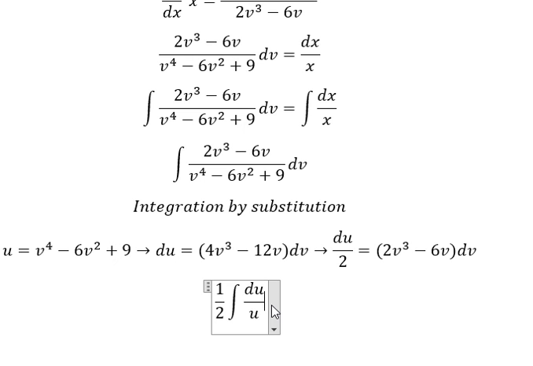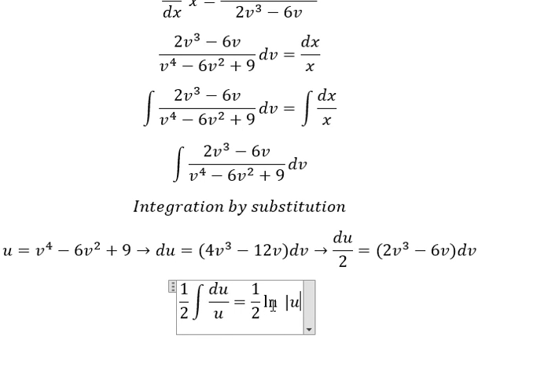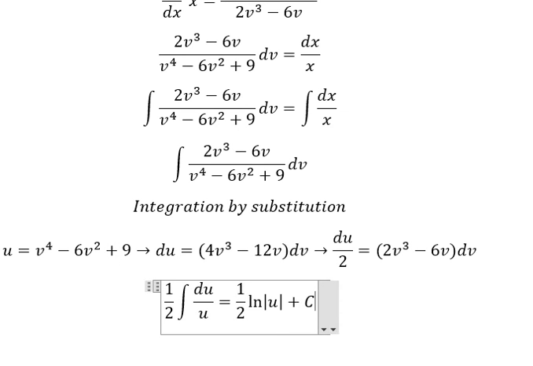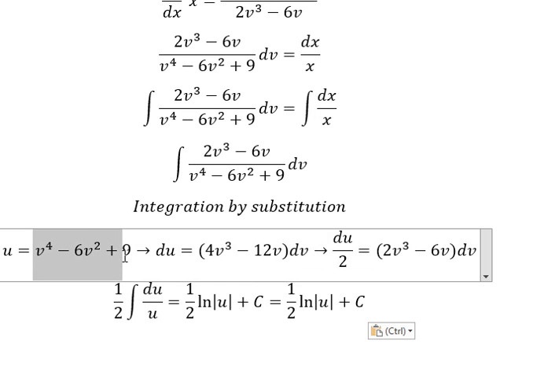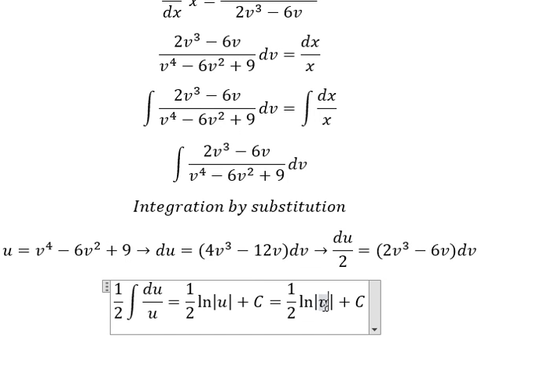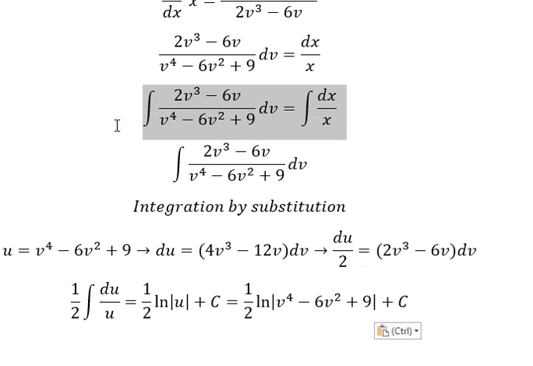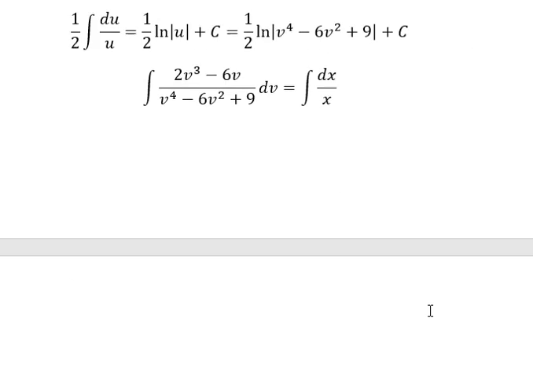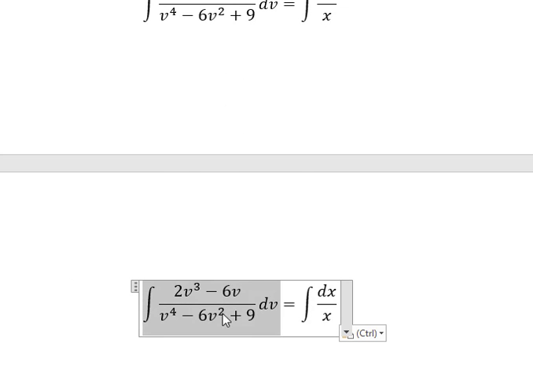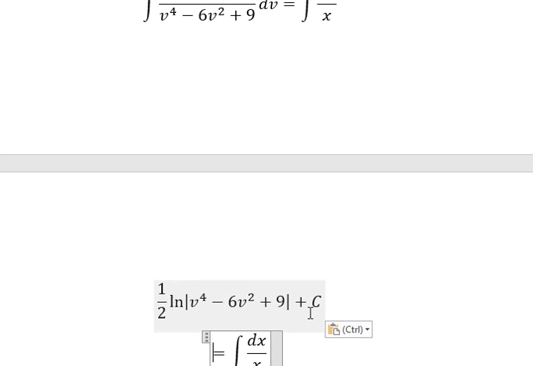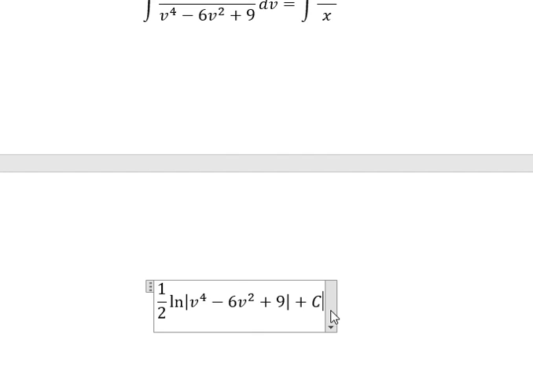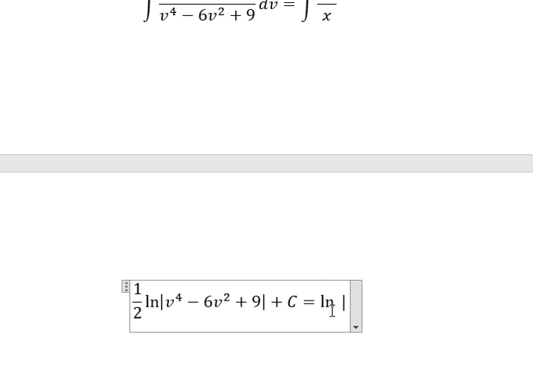So the integration of this one, we have Ln of the absolute value of u, and I will put c. About u, that is this one. So we need to go back in here. The integration of this one, that is this one. So the integration of this one is Ln of the absolute value of x.